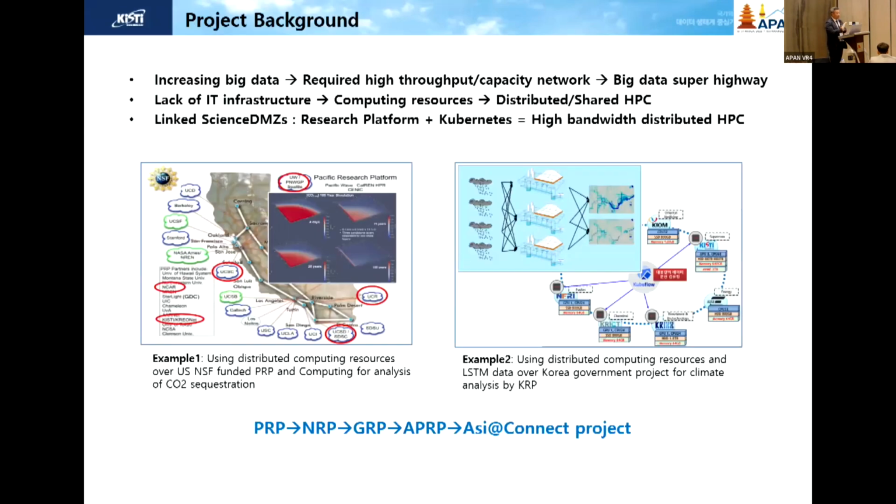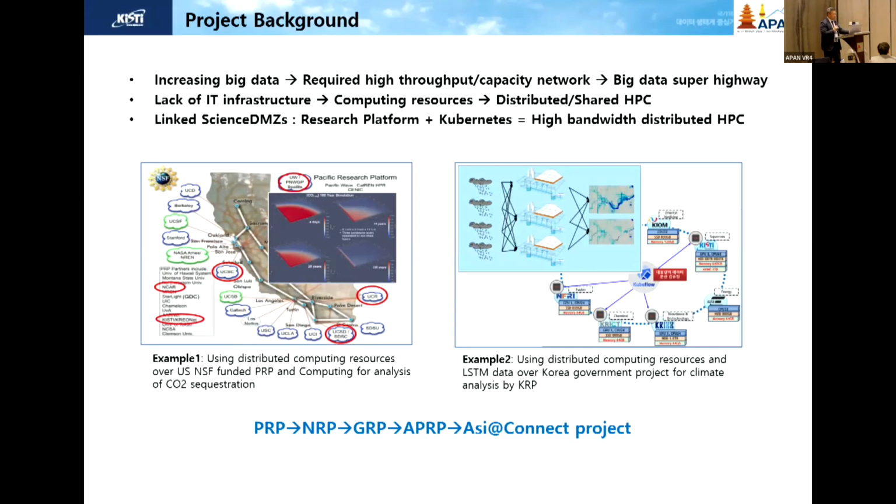This slide is the background of this project. As we know, the data explosion in science and technology drives the demand for high bandwidth, high capacity networks for accessing computers, storages, and collaborations. At the same time, it brings many restrictions on the generation, transmission, and utilization of research data.